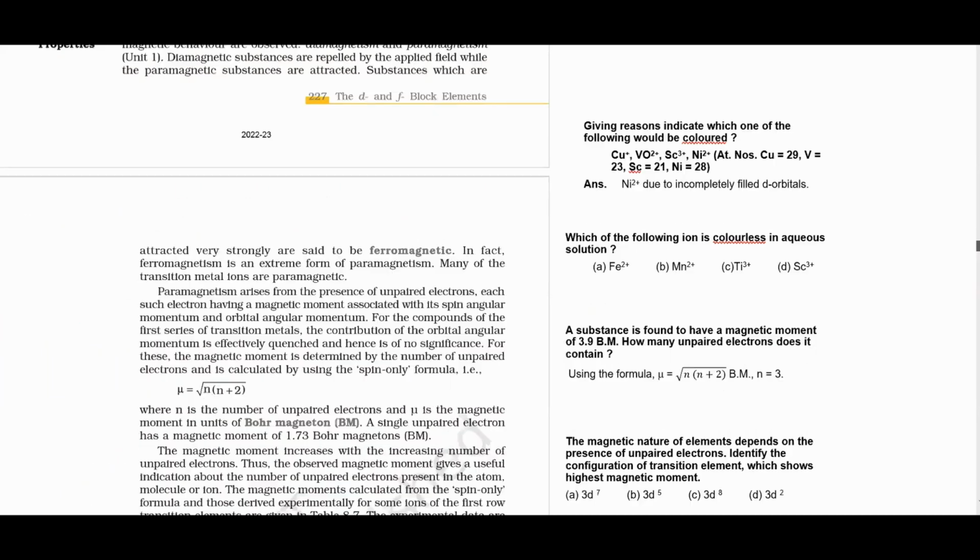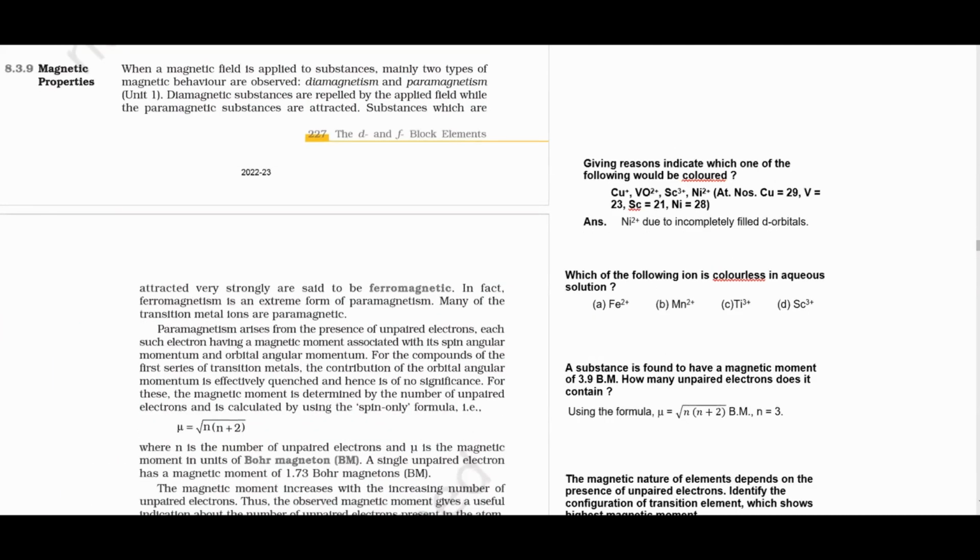Now we move on to magnetic properties. Under magnetic properties, the important questions most of the time are: what are the two kinds of magnetism, diamagnetism and paramagnetism? Para means presence of unpaired electrons and weakly attracted towards an external field. Diamagnetism means having all electrons paired and weakly repelled in an external field. You already know these points.